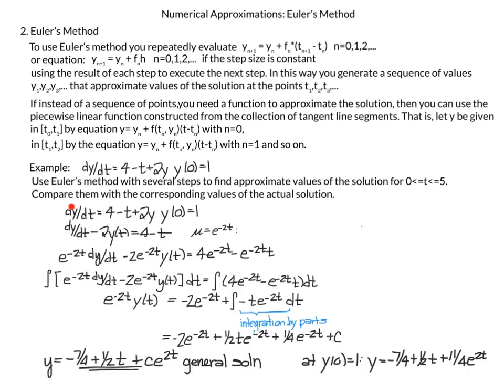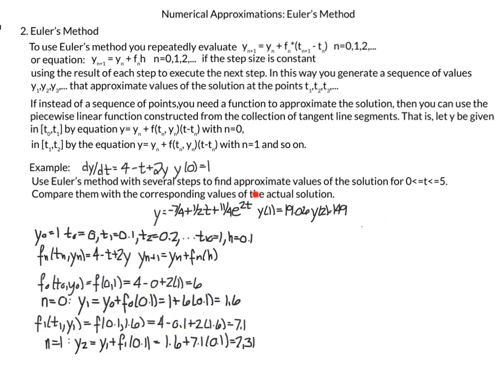Here you can see I identified the differential equation as linear and solved using an integrating factor. Also over here I had to use integration by parts, and I got my solution as y equals minus 7/4 plus 1/2 t plus c e to the 2t. And then plugging in my initial condition y naught equals 1, I get y equals minus 7/4 plus 1/2 t plus 11/4 e to the 2t.